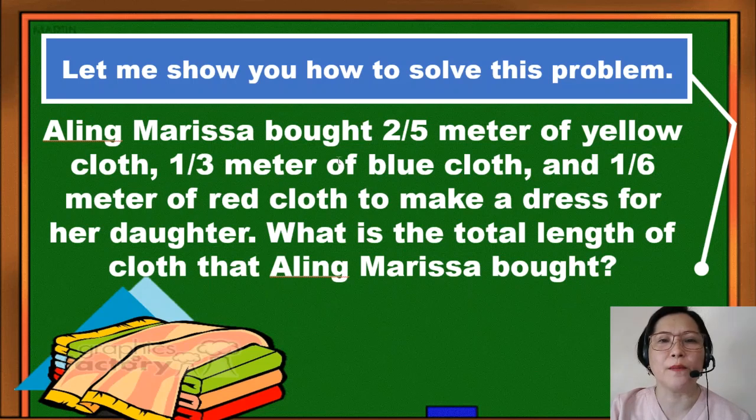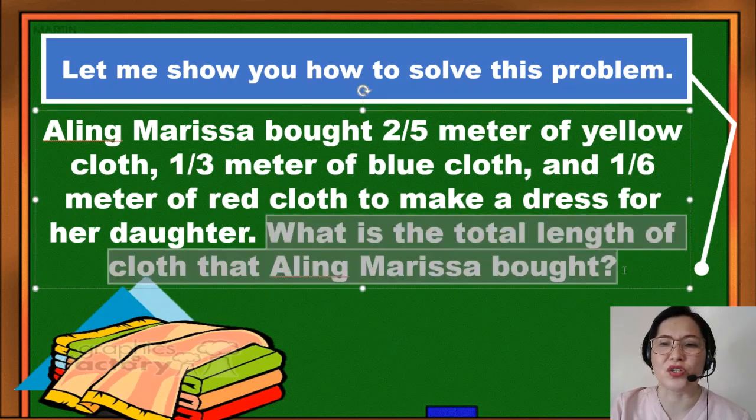Aling Marisa bought 2/5 meter of yellow cloth, 1/3 meter of blue cloth, and 1/6 meter of red cloth to make a dress for her daughter. What is the total length of cloth that Aling Marisa bought? So, the first thing that you have to do is to analyze the question. The question is, what is the total length of cloth that Aling Marisa bought?